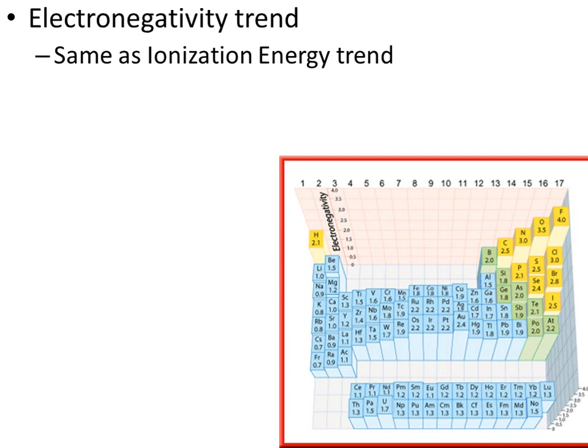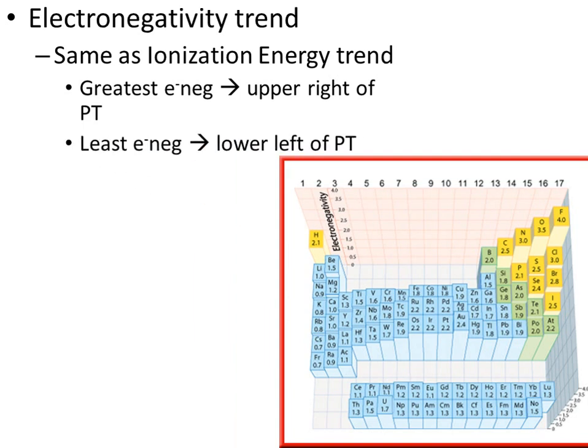And the same is true for electronegativity. The closer you are to the nucleus and the closer you are to the noble gases, the stronger the attraction is going to be for additional electrons. And that's what electronegativity is all about, attraction for electrons in a bond. So your greatest electronegativity values are going to be found in the upper right corner, with fluorine being the greatest electronegativity. And the least electronegative elements will be found towards the lower left of the periodic table.